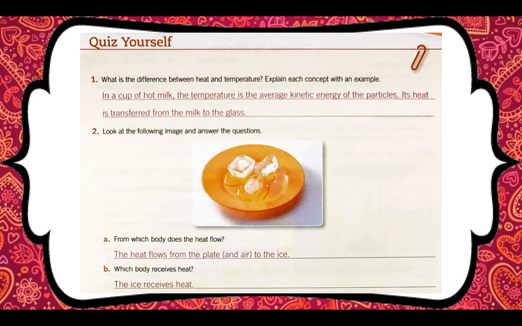What is the difference between heat and temperature? Explain each concept with an example. In a cup of hot milk, the temperature is the average kinetic energy of the particles. Its heat is transferred from the milk to the glass.